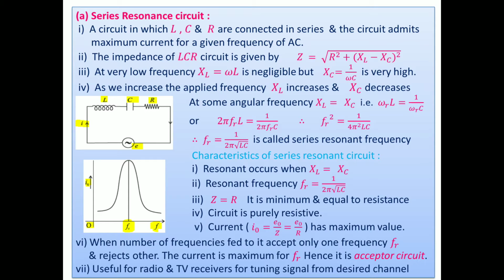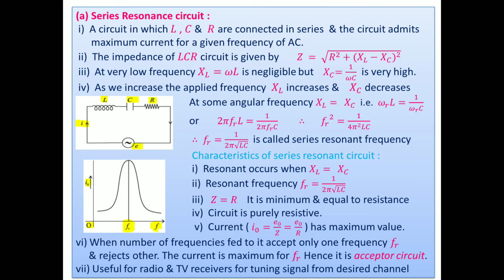As discussed previously in the LCR circuit, a circuit in which inductance, capacitance and resistance are connected in series, admits a maximum current for a given frequency of AC. It means maximum current is flowing through it. How is it possible? Let us say the impedance of the LCR circuit is given by Z equal to the square root of R square plus (XL minus XC) whole square.